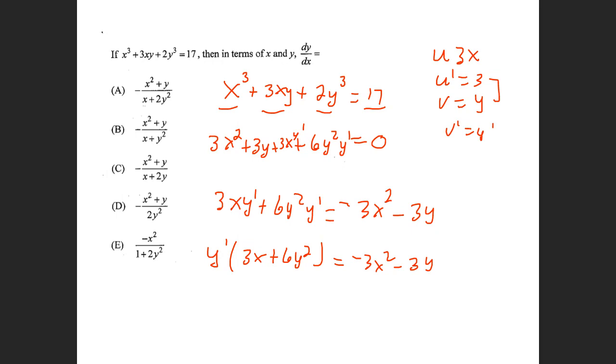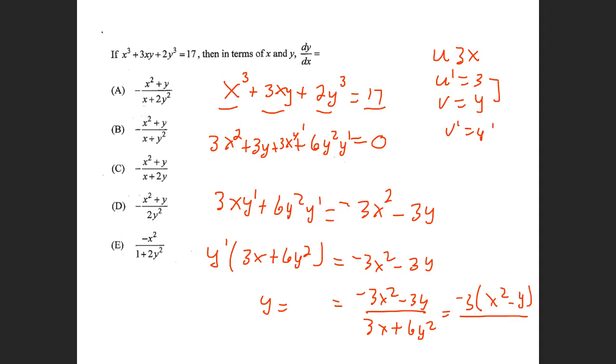I'm going to divide through by a 3x plus 6y squared, so y prime is equal to negative 3x squared minus 3y over 3x plus 6y squared. Now, I got to simplify, so I'm going to pull out a negative 3 here. Leaves me with x squared minus y. I'm going to pull out a 3 here, so that leaves me with x plus 2y squared.